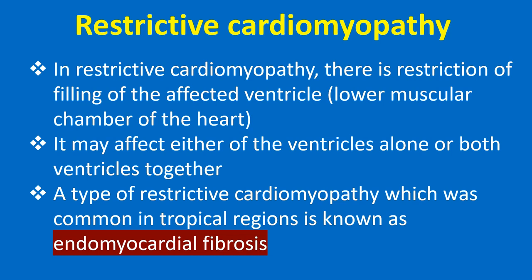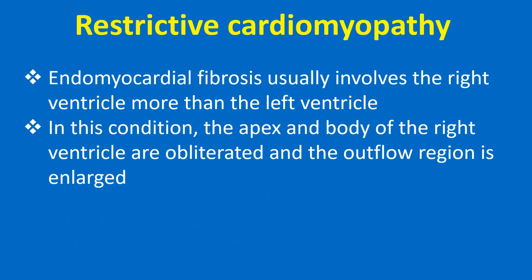A type of restrictive cardiomyopathy which is common in tropical regions is known as endomyocardial fibrosis. Endomyocardial fibrosis usually involves the right ventricle more than the left ventricle. In this condition, the apex and body of the right ventricle are obliterated and the outflow region is enlarged.